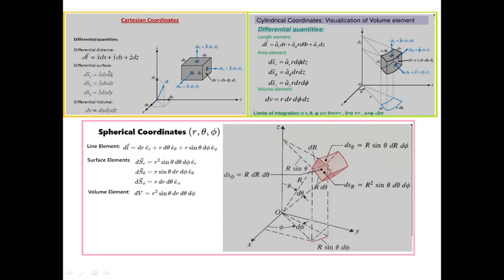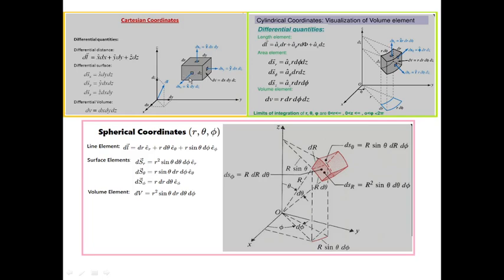Next is differential surface element or elemental surface in Cartesian coordinate. Here you can see in this elemental volume, what is the volume? This side is dx, this arm is dy, and this side is dz. So this elemental volume is dv equals dx dy dz. This is the elemental volume in case of Cartesian coordinate system.